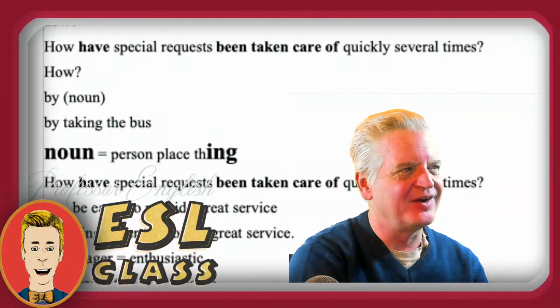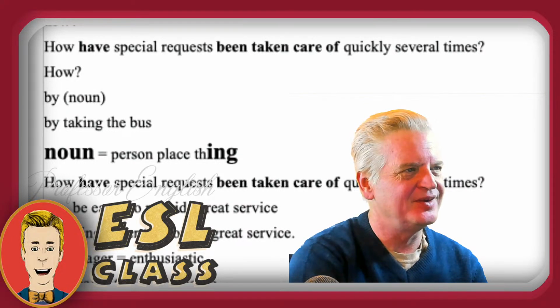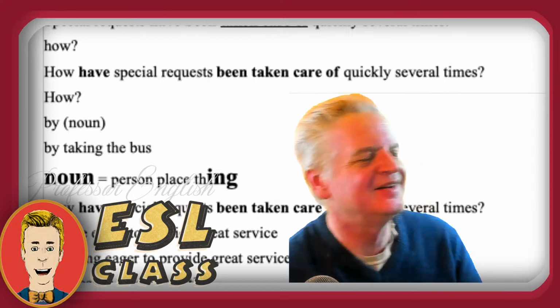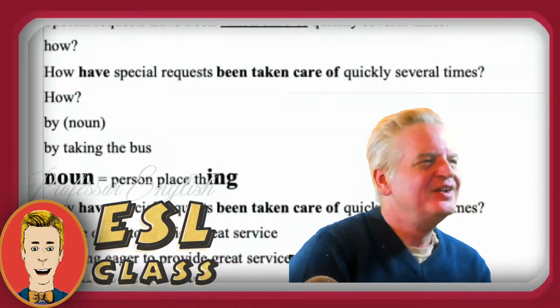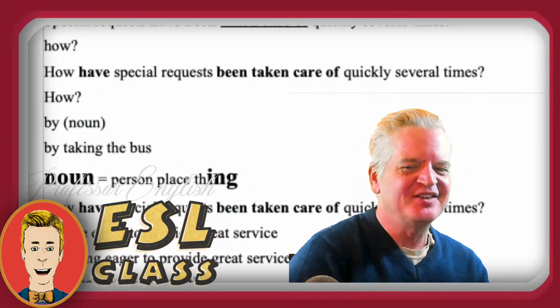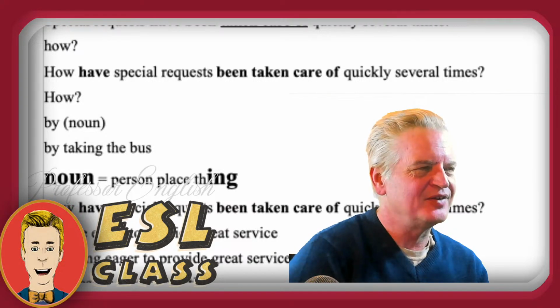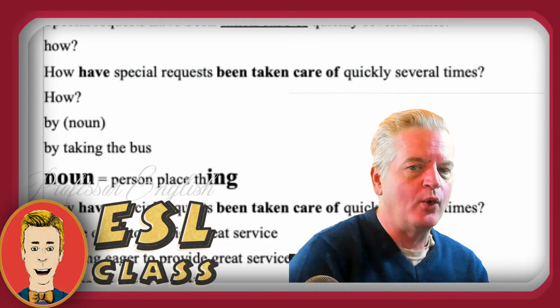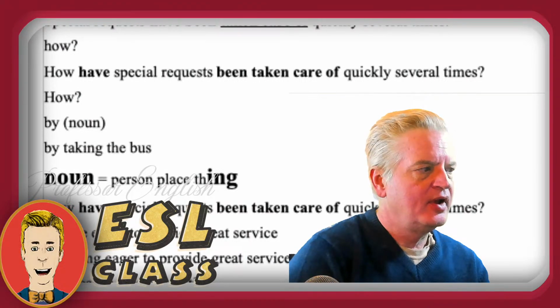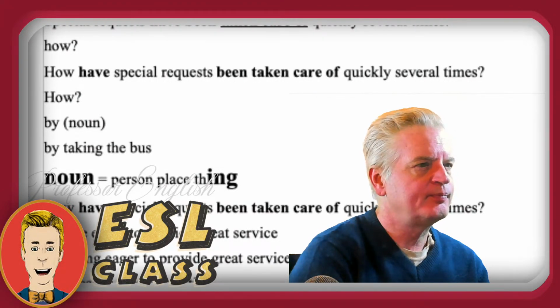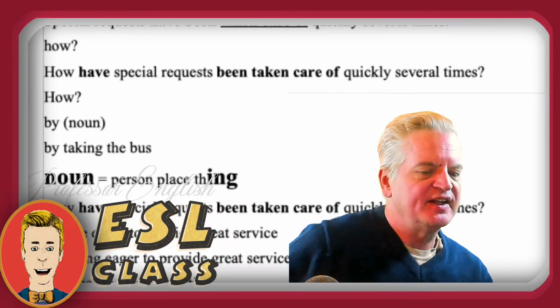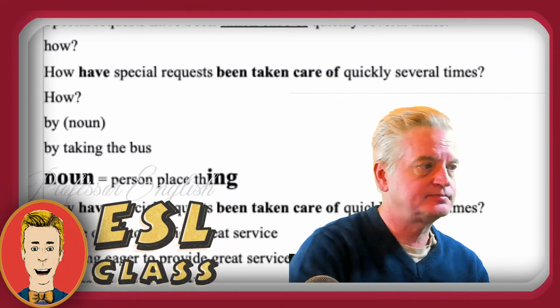It's too bad I didn't make the colors. It's much easier to understand this when they're in different colors. Oh well. But let's just use that example. Just repeat after me. Special requests have been taken care of quickly several times. Make a how question with that sentence. How? How have? How have special requests? How have special requests been? How have special requests been taken care of? How have special requests been taken care of several times?